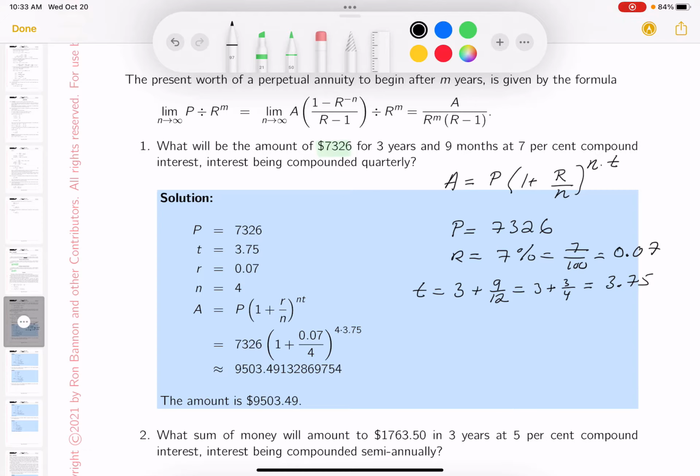All right? Now, what does it say? It says it's compounded quarterly. That means the N is 4 times per year. All right, so what I'm going to do is write it down. A will equal the P, 7,326, times 1 plus the R. What's the R?